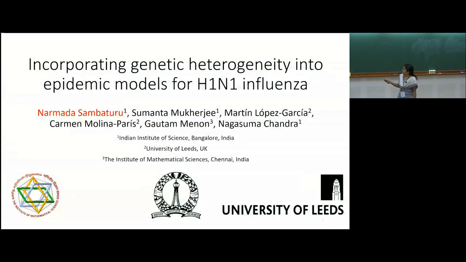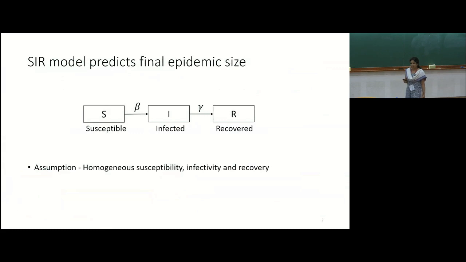My talk is about incorporating genetic heterogeneity into epidemic models for H1N1 influenza. As we've seen in the previous talks of the day, one of the common methods to model diseases like H1N1 is the SIR model. I won't go into the details, but individuals go from being susceptible to being infected at a rate beta, and individuals recover at a rate gamma. An important assumption made by the SIR model is that of homogeneous susceptibility, infectivity, and recovery.